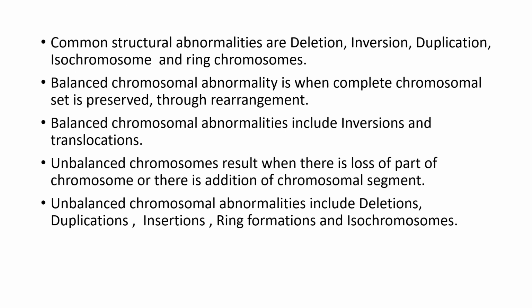Common structural abnormalities are deletion, inversion, duplication, isochromosome formation, and ring chromosome formation. Balanced chromosomal abnormality is when the complete chromosomal set is preserved through rearrangement. Balanced chromosomal abnormalities include inversions and translocations. Unbalanced chromosomal abnormalities result when there is loss of part of a chromosome or addition of a chromosomal segment. Unbalanced chromosomal abnormalities include deletions, duplications, insertions, ring formations, and isochromosomes.